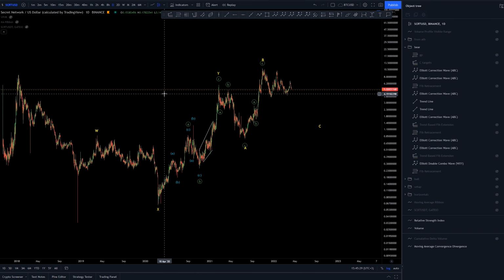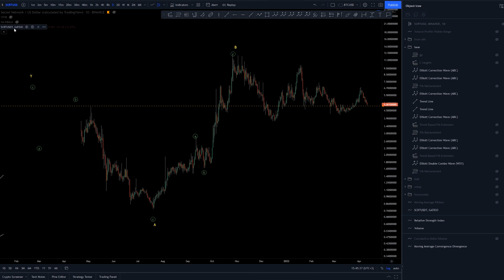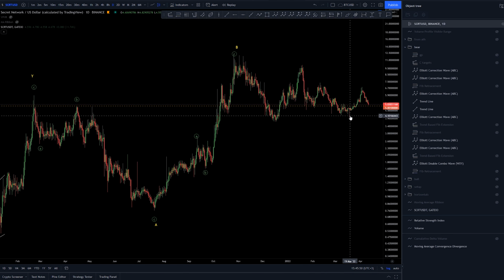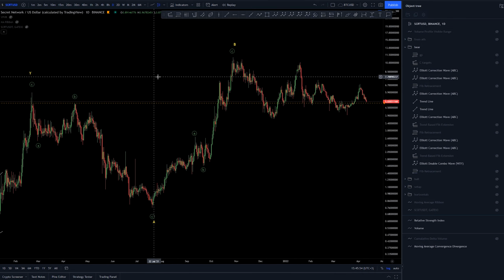Some of these wicks here are not present on other exchanges. This particular coin isn't listed on many exchanges, but Gate.io for example has it, and we can see that on Binance we had this massive wick here and not on Gate.io. Some small wicks here as well, but overall it is pretty good looking.